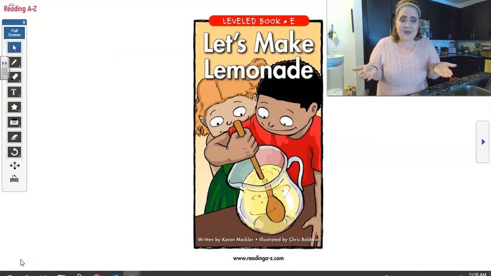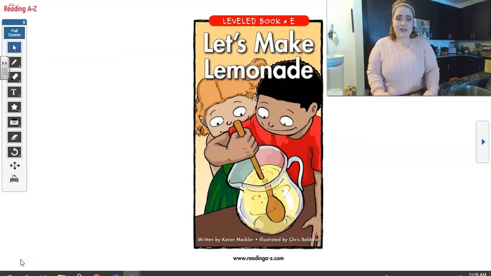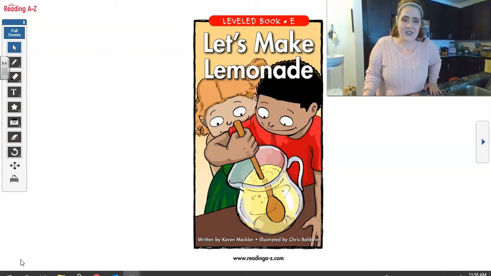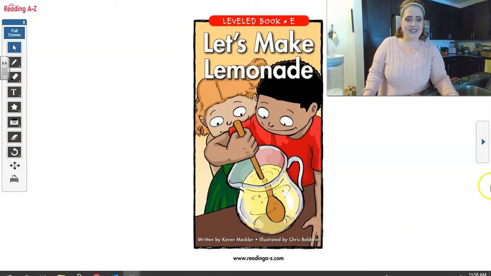This activity goes along with your lesson about chemical and physical change. Today we are going to read a story called Let's Make Lemonade, and we are in my kitchen at my house, and we are going to make lemonade together while we read this story. The title of this story is Let's Make Lemonade. It was written by Karen Mockler and illustrated by Chris Bodwell. Let's start reading.